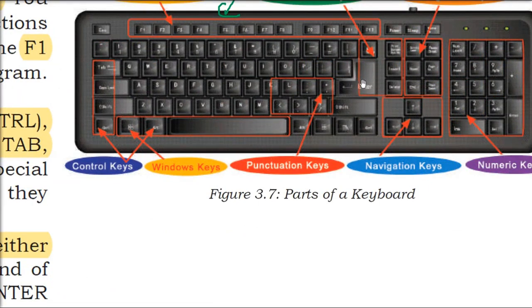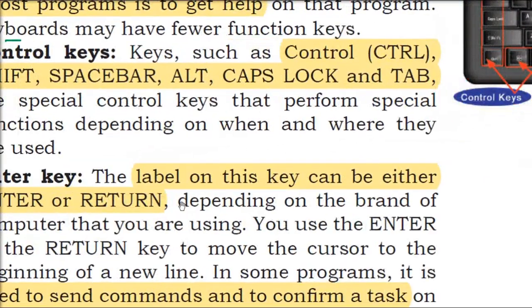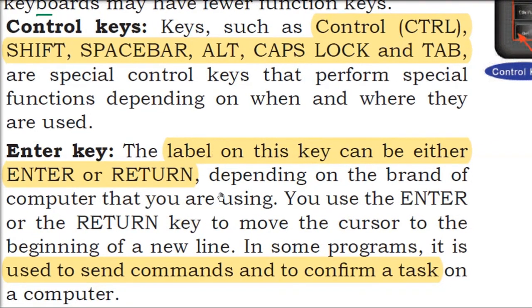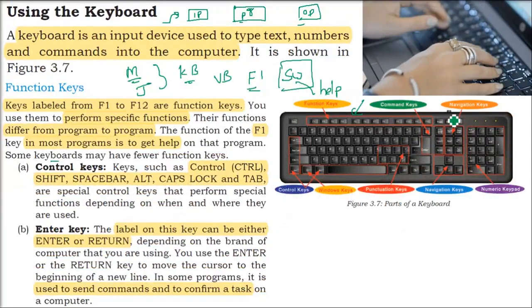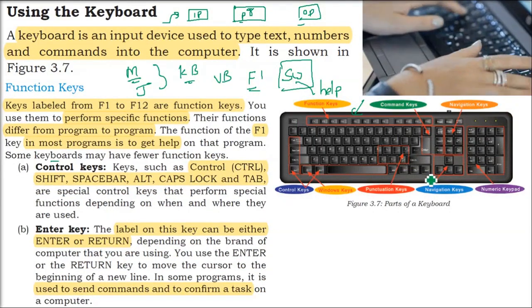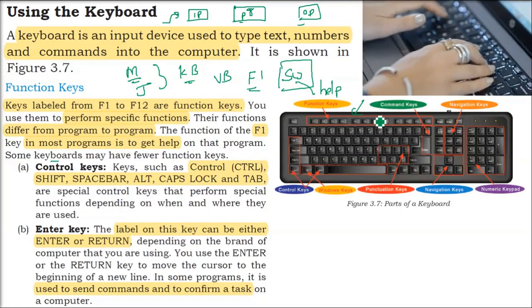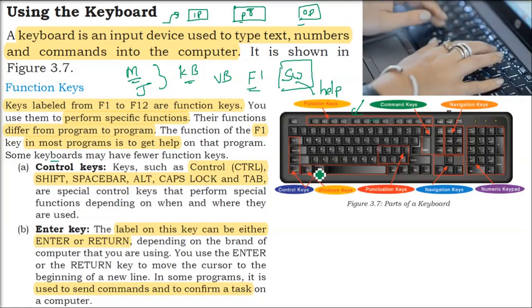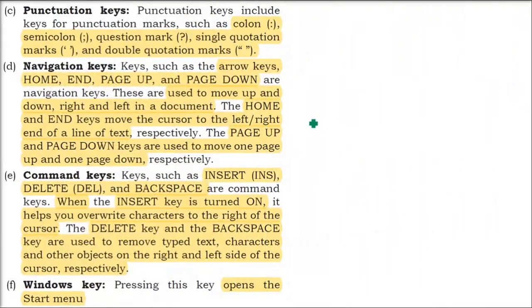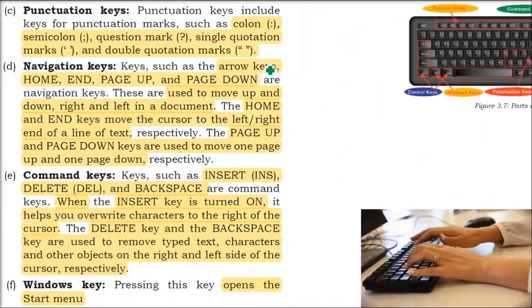Now you have another set of keys. You see here the Enter key. This is also a big key. It is L-shaped. The label on this key can be either Enter or Return. Basically it was called carriage return earlier, that is why it is Return. This is used to send commands and to confirm a task. This also depends on what application you are working in. Most of the time you are saying yes to something.